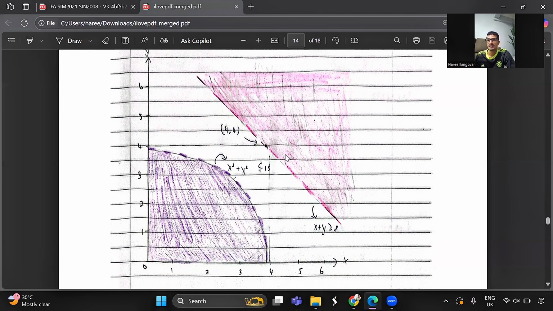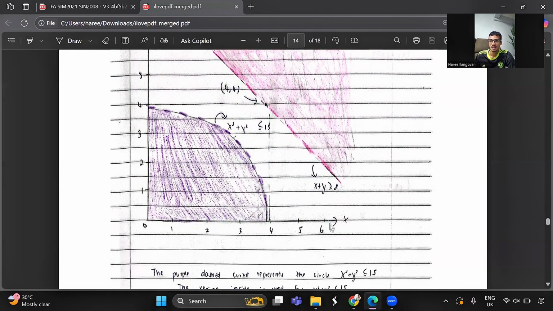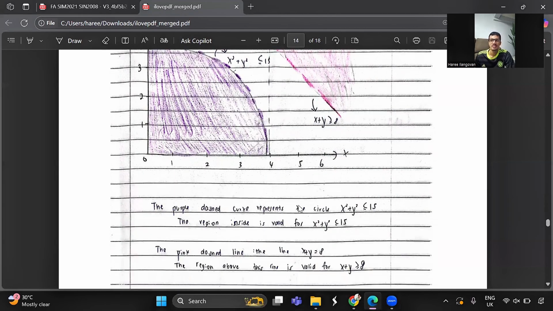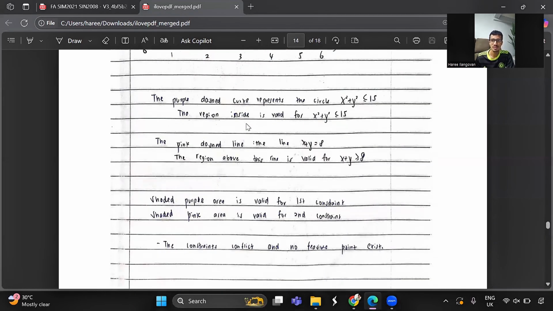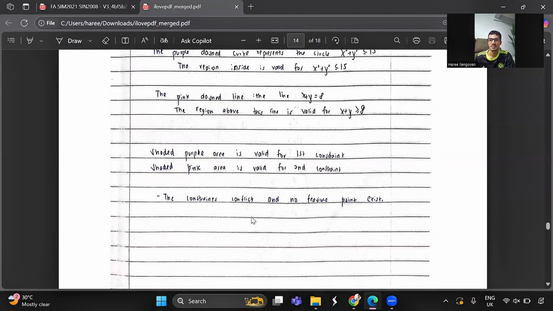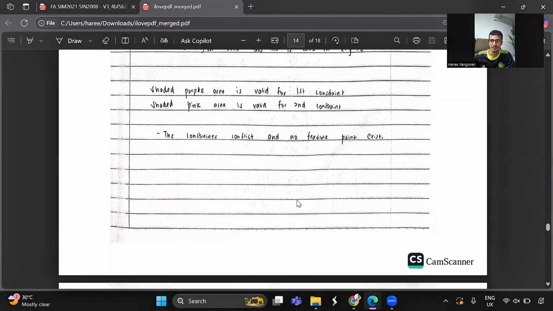And on the other hand, this line over here, the pink dotted line, represents the value x plus y equals 8, and the shaded area on top represents the region for x plus y more than or equal to 8, which is our second constraint. As you can see, both constraints did not overlap each other, indicating there's no feasible solution which satisfies all the constraints. And therefore, I ended this question with a note that there is no feasible point that exists for this question.